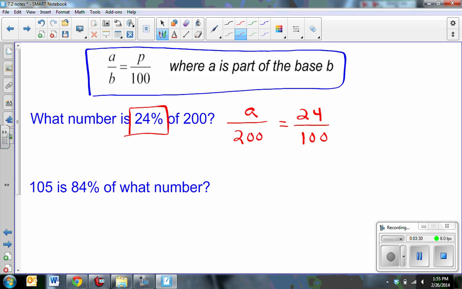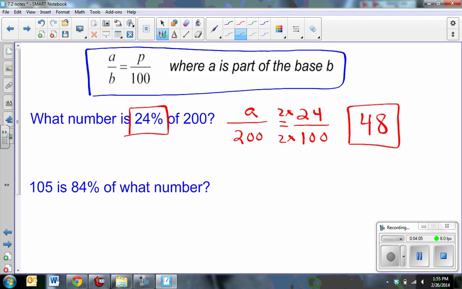Okay, so you can go ahead and cross multiply. There's a number of ways to do this. One way is to look at the relationship between the denominators. We know 100 times 2 will get us to 200, so we have to do the same thing with 24. And 24 times 2 is 48. So 48 is our answer. 48 is 24% of 200. Okay? Next question. 105 is 84% of what number?